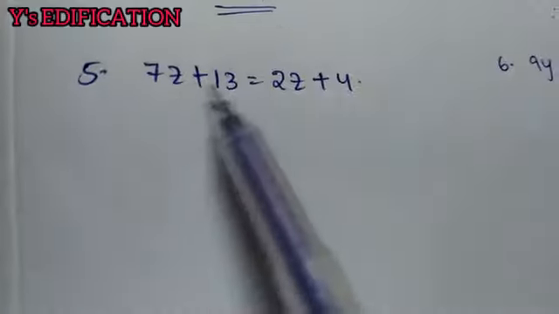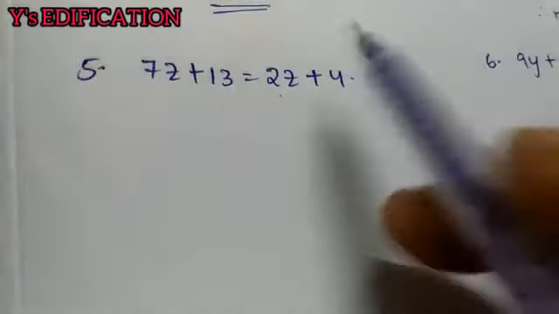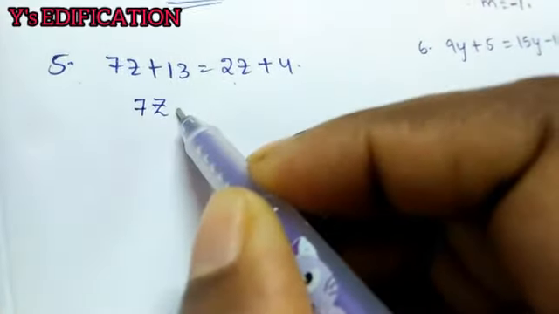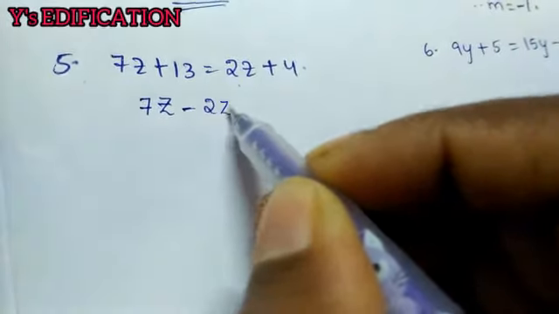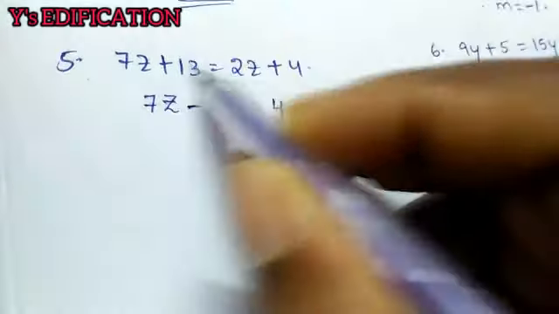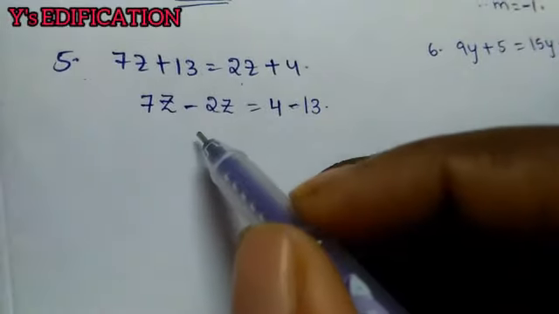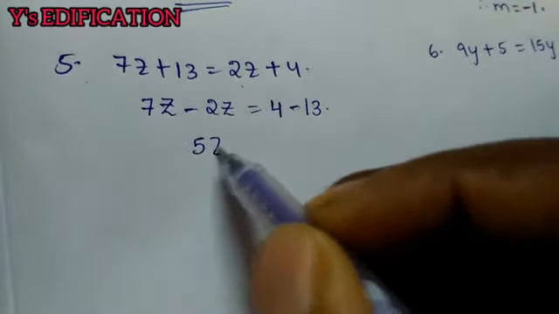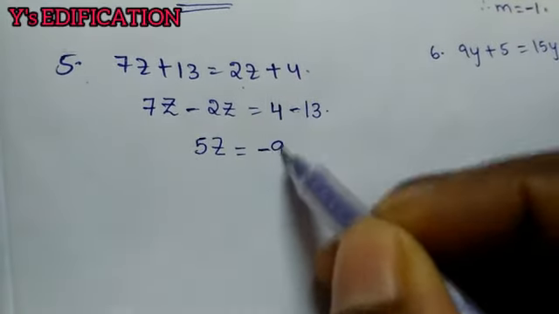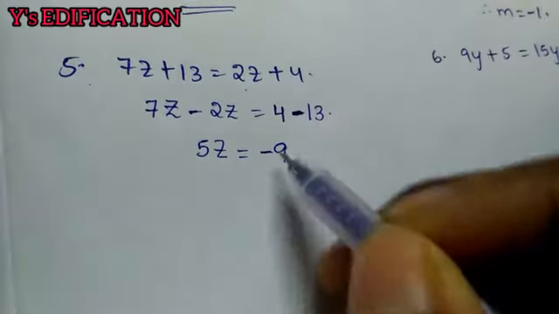Okay, here 7z plus 13 is equal to 2z plus 4. So 2z and 7z are the variables. So I am going to write both these terms on one side. This is plus 2z, so it becomes minus 2z, and this is plus 13, it becomes minus 13. Okay, so what is 7 minus 2? 7 minus 2 is 5z is equal to, what is 4 minus 13? 4 minus 13 is minus 9. Why? Because this is 4 minus 13. Okay, that is minus 9.